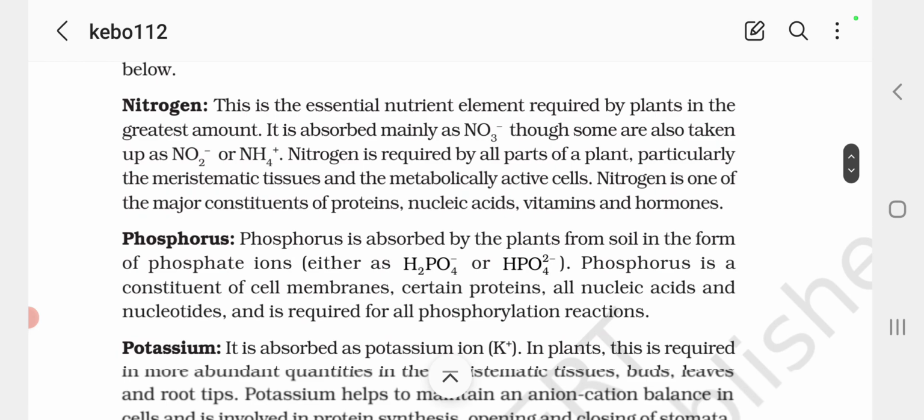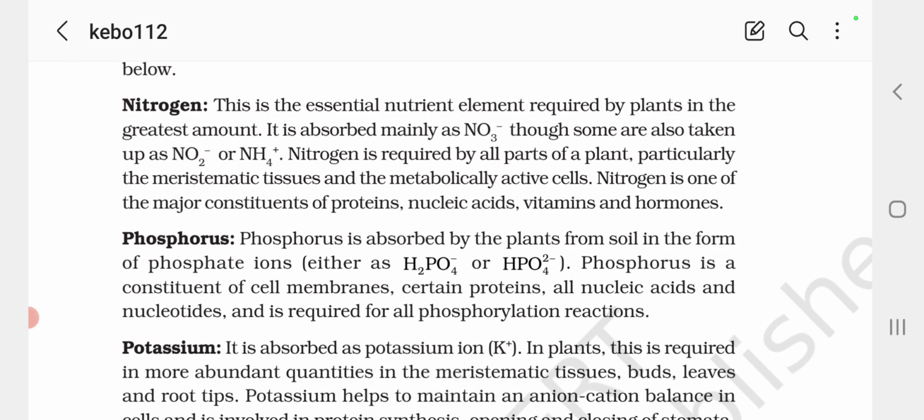Nitrogen. This is the essential nutrient element required by plants in greatest amount. It is absorbed mainly as NO3 minus, though some is also taken up as NO2 minus or NH4 plus. Nitrogen is required by all parts of the plant, particularly the meristematic tissues and the metabolically active cells. Nitrogen is one of the major constituents of proteins, nucleic acids, vitamins, and hormones.